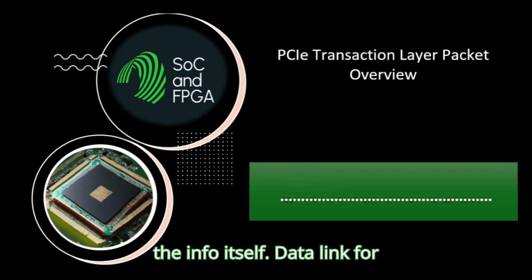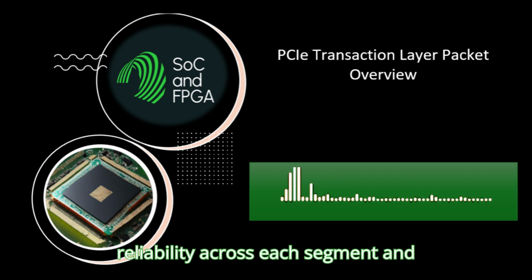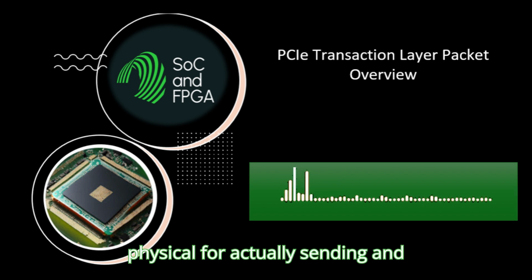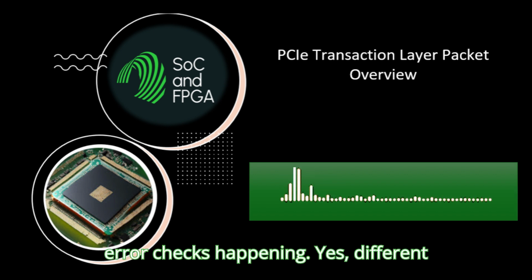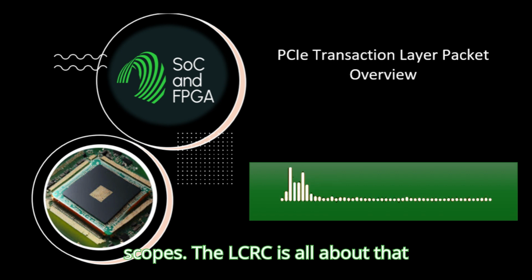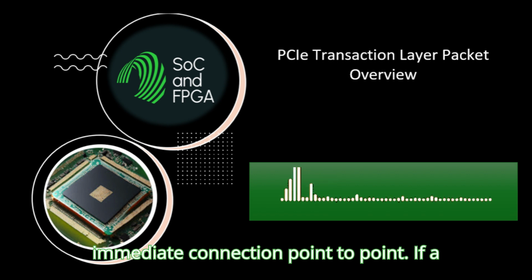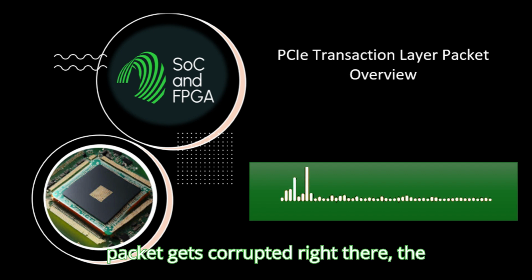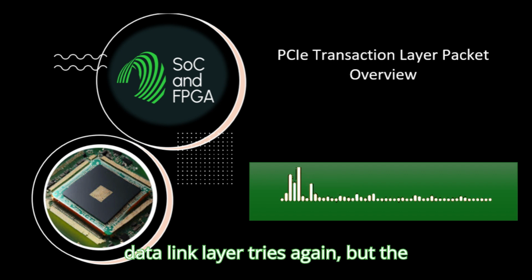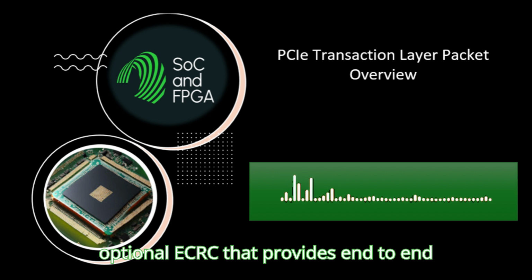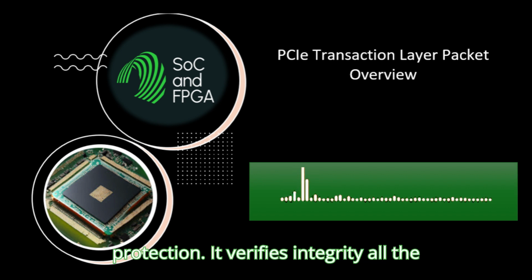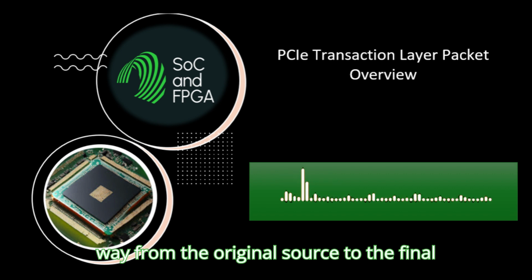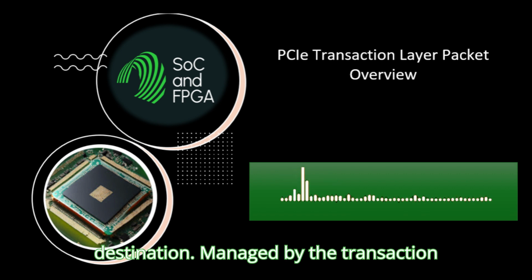Transaction layer for the info itself. Data link for reliability across each segment. And physical for actually sending and receiving. And you mentioned different error checks happening. Yes, different scopes. The LCRC is all about that immediate connection, point to point. If a packet gets corrupted right there, the data link layer tries again. But the optional ECRC provides end-to-end protection. It verifies integrity all the way from the original source to the final destination, managed by the transaction layer.